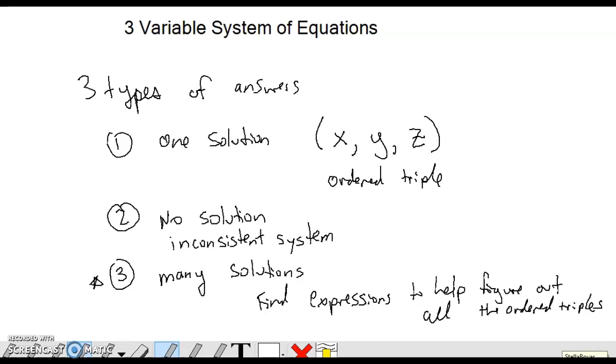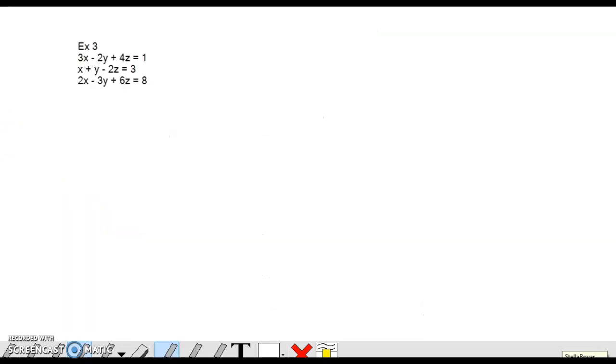All right, we're going to pick up exactly where we left off. So we had addressed what a one solution is going to look like, an ordered triple. So now we're going to look at what a no solution, aka an inconsistent system, looks like, and then more specifically what many solutions is going to look like. So let's go to example number 3.